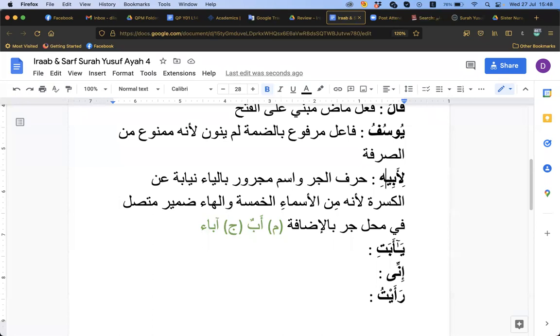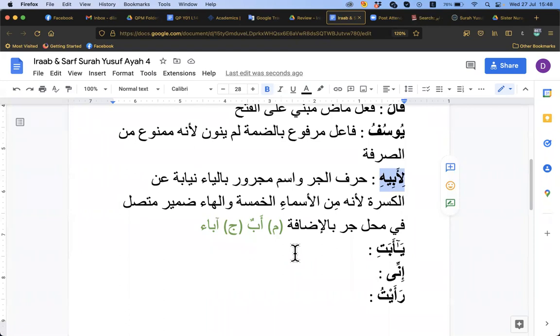Is that my father, or is Abi Hurairah the father of Hurairah? This one means his father, because the ha is definitely there. We will see this a lot in this surah, obviously, because they are brothers and fathers.